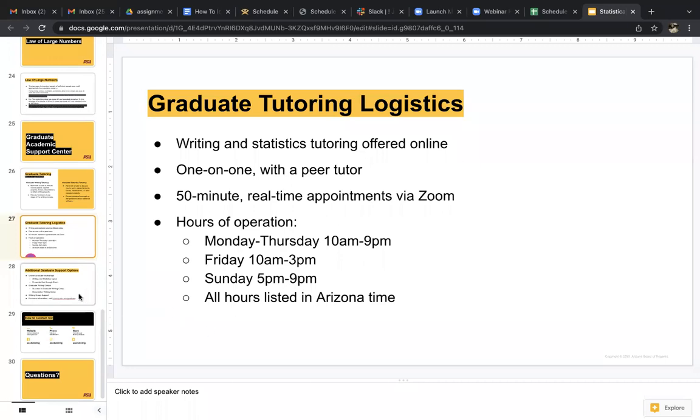We highly encourage that you book appointments a couple of weeks out, especially as the semester goes on. Those appointments do fill up fast, and the same goes for grad writing. So keep that in mind when booking. Even if you think you might not need an appointment, we urge you to book one now, have it on the calendar, and plan a couple of weeks in advance.